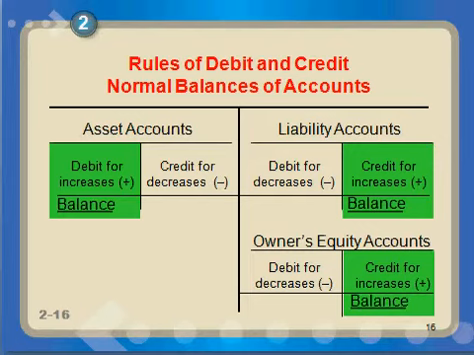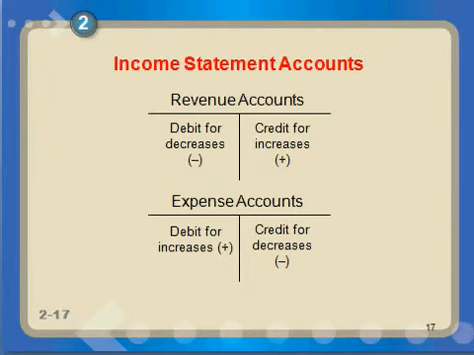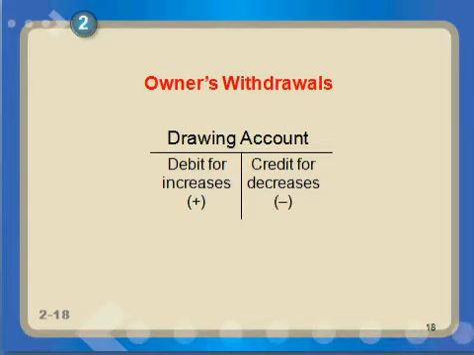All right, let's look at our income statement accounts and see how the rules for debit and credit affect them. Remember, revenue increases our owner's equity, so if we want to increase our revenue account, we credit it. Expenses decrease our owner's equity, so if we want to increase our expense accounts, we debit them. And then the other account we're going to talk about is the owner's withdrawal account. Remember, the drawing account decreases our owner's equity, so if we want to increase our drawing account, we debit the drawing account.